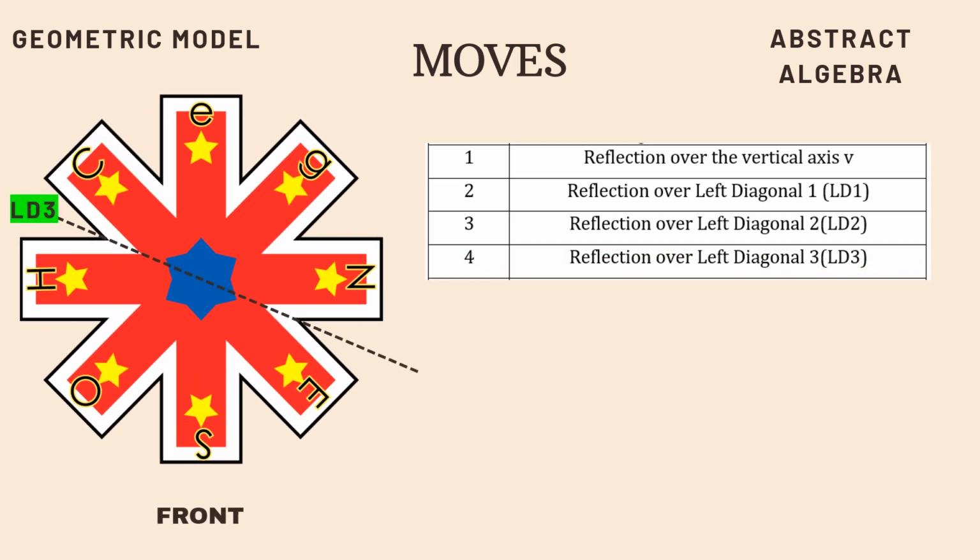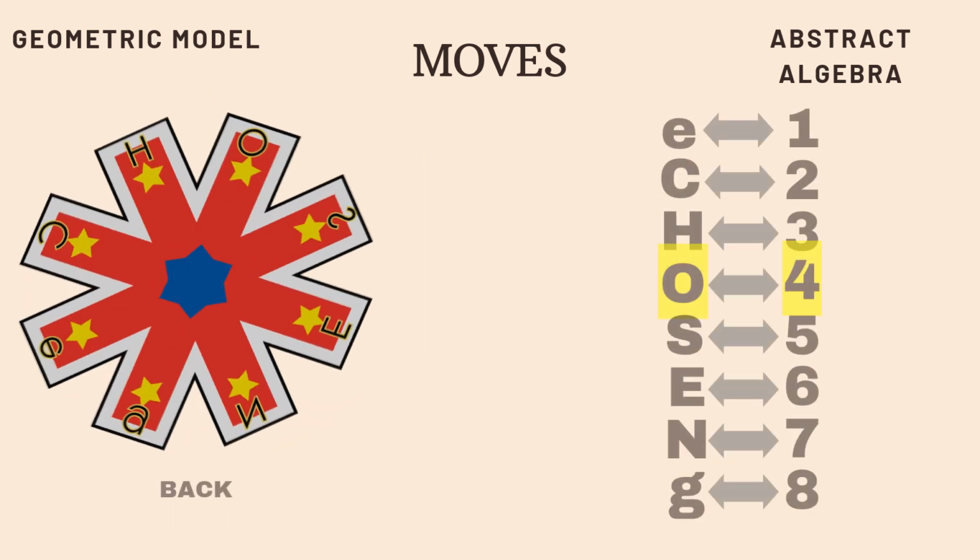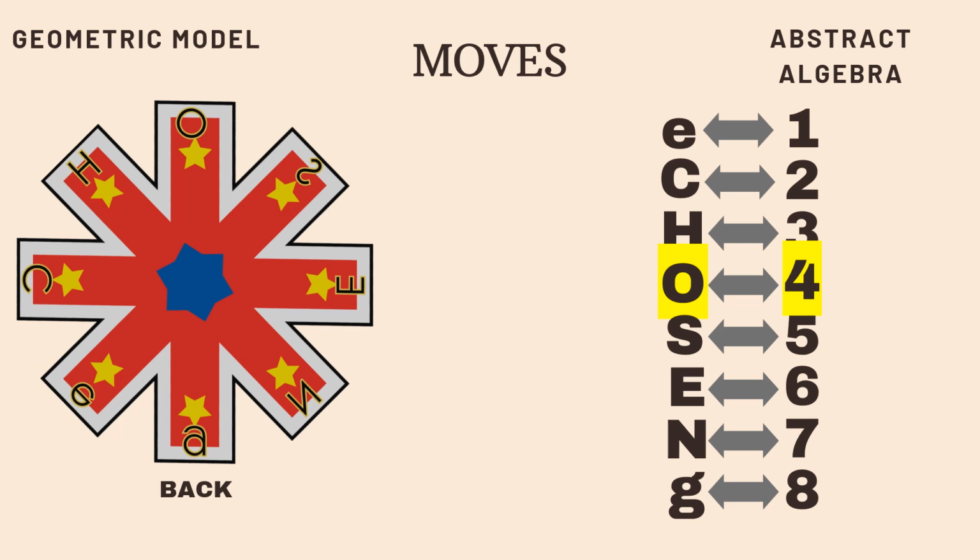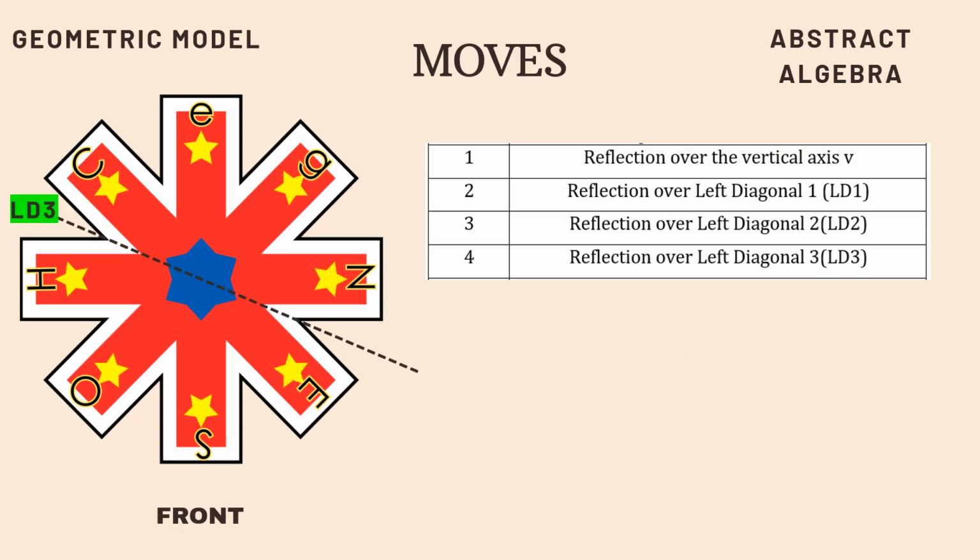Next, we have reflection over left diagonal 3, which represents 4. Since O maps to 4, then reflection over left diagonal 3, or LD3, is 4.